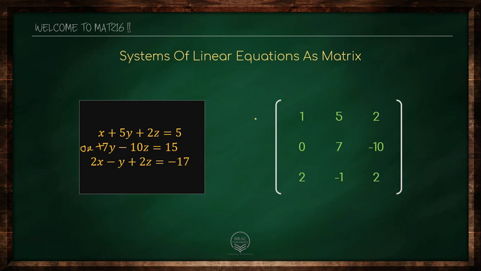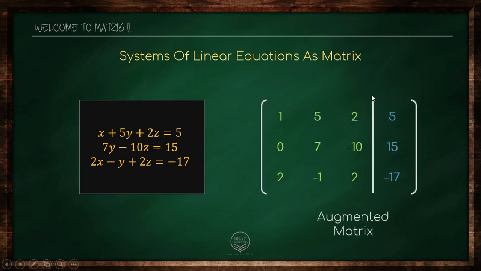and that is how we represent a system using a matrix. Each row in here represents an equation. The first row is 1, 5, 2, which means the coefficient of x is 1, the coefficient of y is 5, and the coefficient of z is 2. Similarly, 0, 7, minus 10 represents the coefficients 0, 7 and minus 10, and similarly 2, minus 1, 2. But as you may have noticed, we don't have the right hand side of the equations, and that is why we are going to use this matrix where we draw a bar and write the right hand side of the equation on the right side of the bar. This is called an augmented matrix.